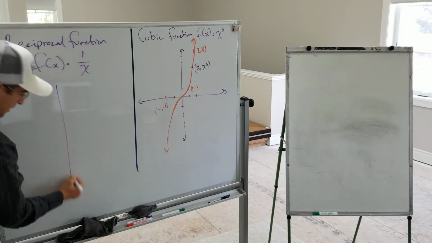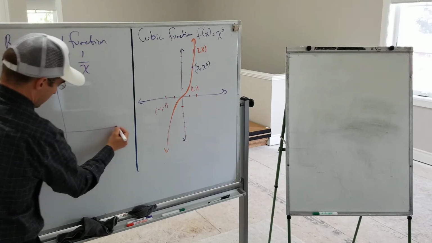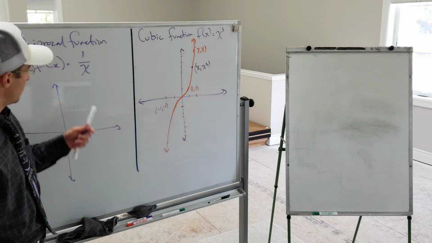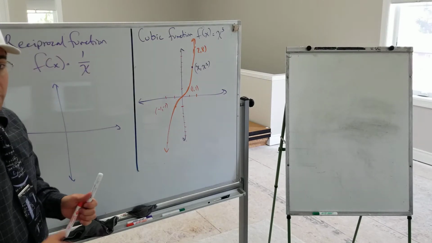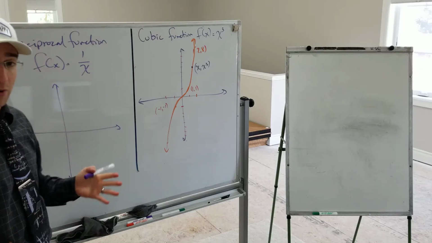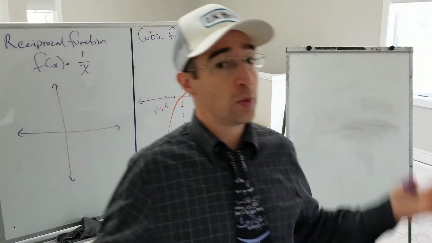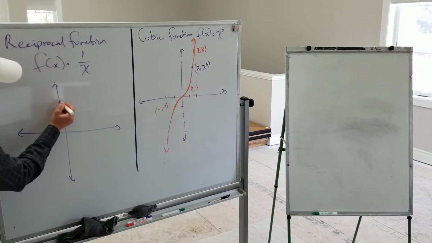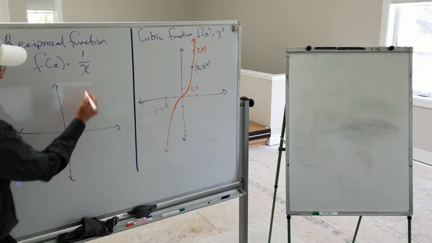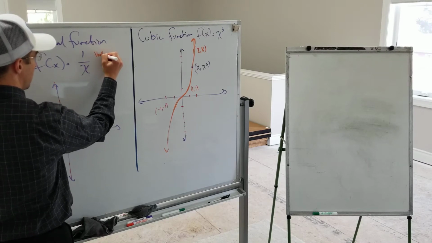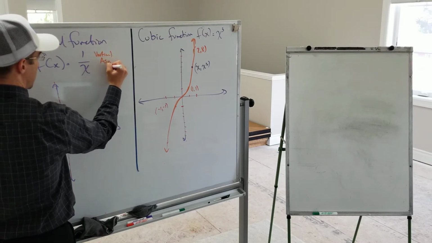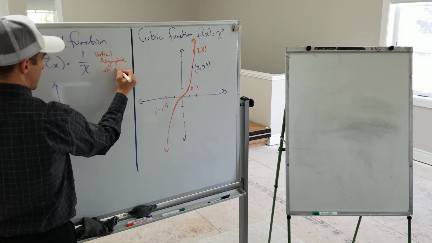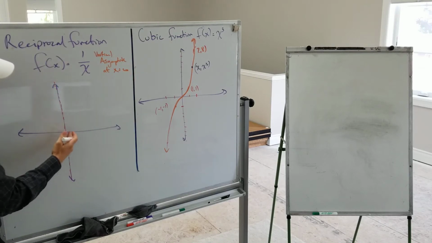So here, this function is a little bit different. It's significantly different than the others. Here, we're dividing by whatever the input is. So if I say x is 0, I get 1 over 0, which is undefined. And that is a vertical asymptote. So here, we have a vertical asymptote at x equals 0, which is the y-axis.